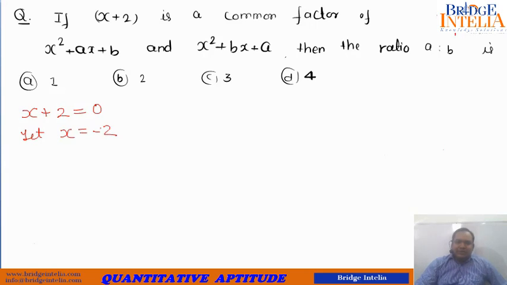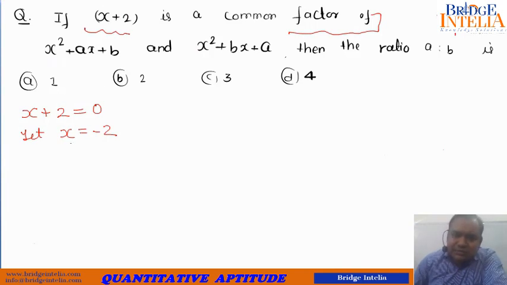So if you put this value of x in both the expressions, it should turn out to be 0, because it is given already that x plus 2 is a factor. I'm not interested in the common factor part, but at least it is given that it is a factor. So if x plus 2 is a factor, putting x is equal to minus 2 should reduce the expression to 0. So let's do that.